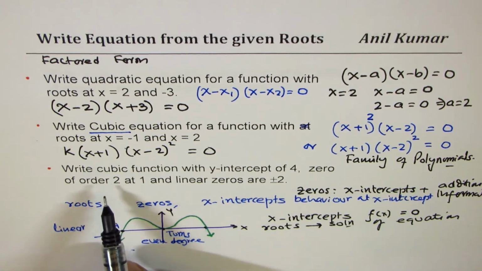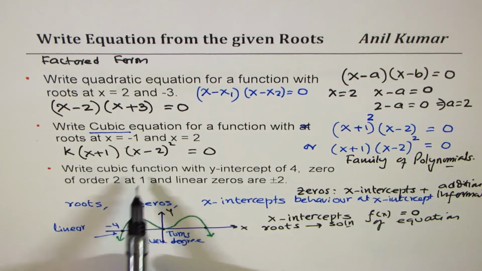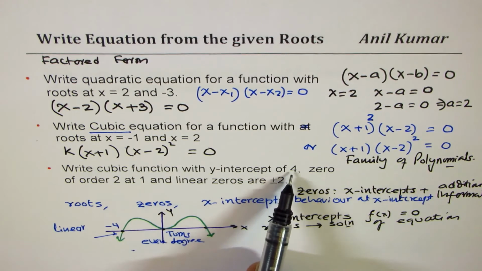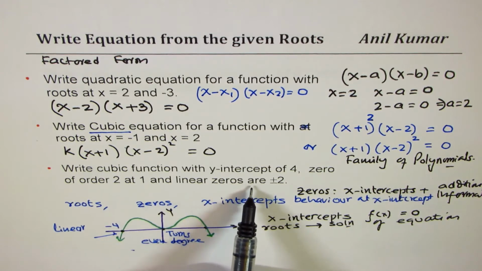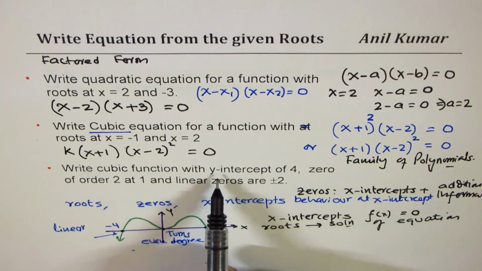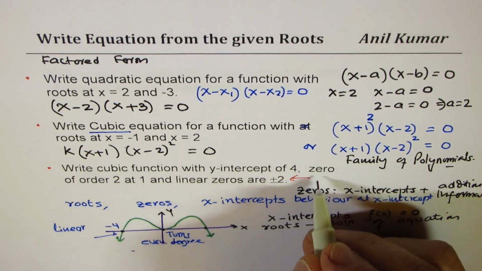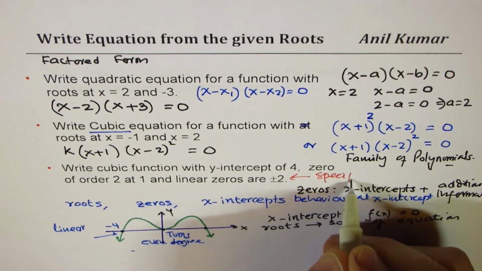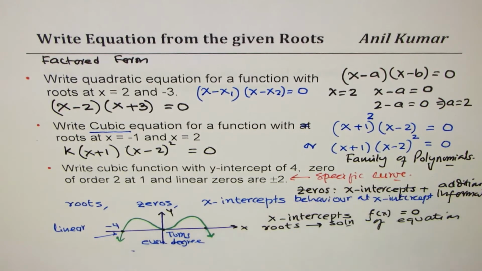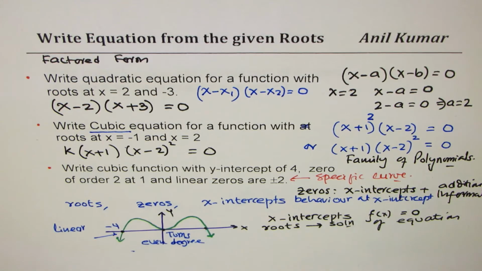Now the third example, what I have done here is, let's read it. Write a cubic function with y-intercept at 4, zeros of order 2 at 1, and linear zeros at plus minus 2. Now since I have given a point on the curve, we are now asking for a specific solution, right? So in this case, we'll write the equation which will satisfy that condition. So this is a specific curve. Do you understand? So that is how it is different from the other examples. And I hope with this, you get the whole concept.